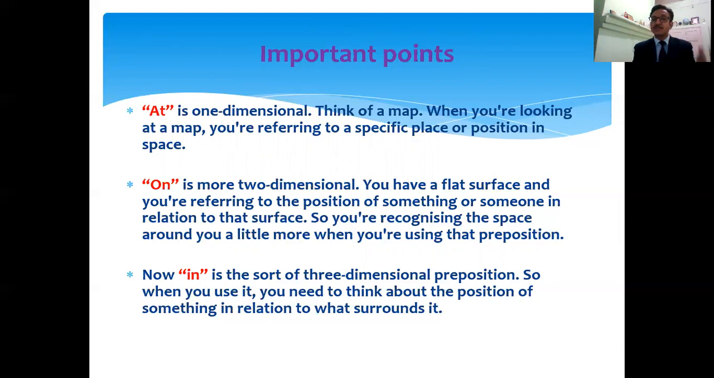On is two-dimensional. You have a flat surface and you're referring to the position of something or someone in relation to that surface. This is my thumb on my hand. With relation to the hand, this thumb is there. Fine. So you are recognizing the space around you a little more when you're using that preposition. So that is two-dimensional. But in is a sort of three-dimensional preposition. So when you use it, you need to think about the position of something in relation to what surrounds it completely.